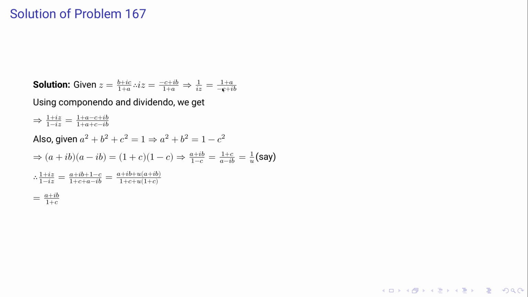Now we perform componendo and dividendo on this, we get 1 plus iz by 1 minus iz is equal to 1 plus a minus c plus ib divided by 1 plus a plus c minus ib. Now we are also given that a square plus b square plus c square is equal to 1, so a square plus b square is equal to 1 minus c square, that is a plus ib into a minus ib is equal to 1 plus c into 1 minus c. So we rewrite this as a plus ib by 1 minus c is equal to 1 plus c by a minus ib, which is equal to 1 by u. We have assumed this fraction to be equal to 1 by u. So now it's a matter of substituting in 1 plus iz by 1 minus iz and finding out that this is equal to a plus ib by 1 plus c.